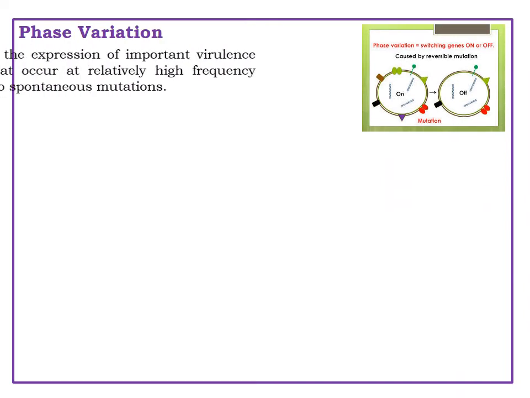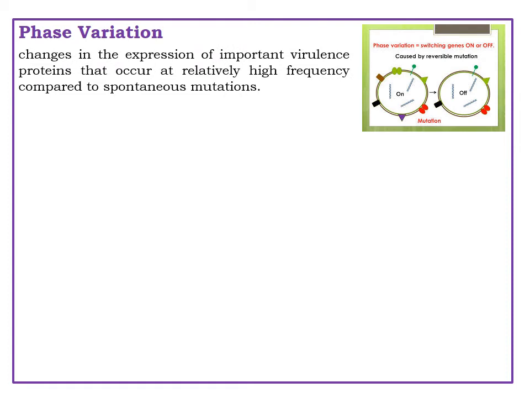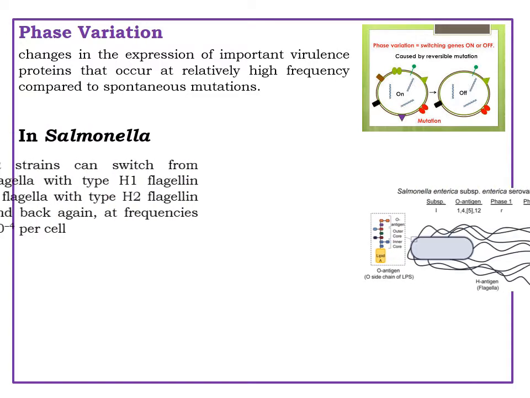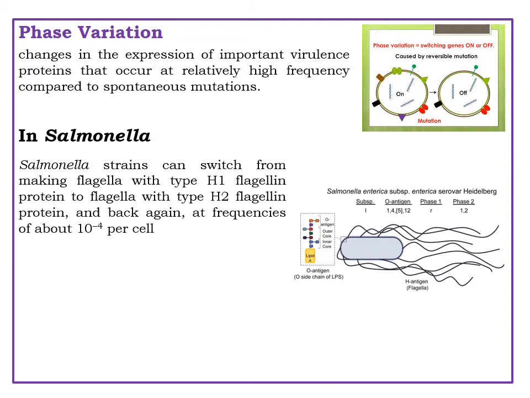Phase variation usually refers to changes in expression of important virulence proteins that occur at a relatively high frequency compared to spontaneous mutations. This process can occur by several different mechanisms. One of the first examples of phase variation reported involved changing the composition of flagella of Salmonella species. Proteins that make up flagella are highly antigenic as they are present on the surface of the bacteria. It is also advantageous for a bacterium to be able to periodically change its flagellar proteins to avoid elimination by the host immune system.